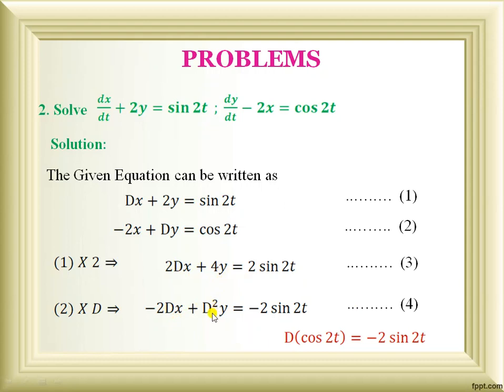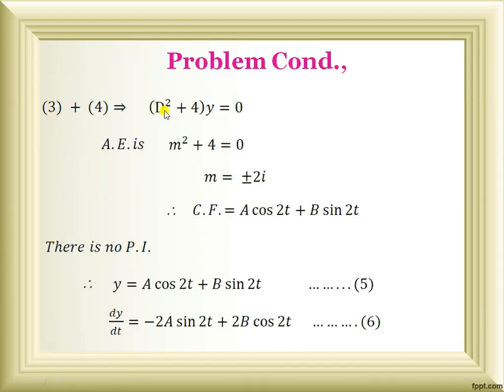In the y term, I have d square plus 4 into y, because y is common, I'm just taking it out. d square plus 4 into y is equal to the right hand side, 2 sin t minus 2 sin t. So therefore both are getting cancelled, we will get only 0. And finally I am getting the equation d square plus 4 into y is equal to 0. This looks like an ordinary differential equation with constant coefficients. Now I am going to find out the complementary function as well as the particular integral of this particular equation.